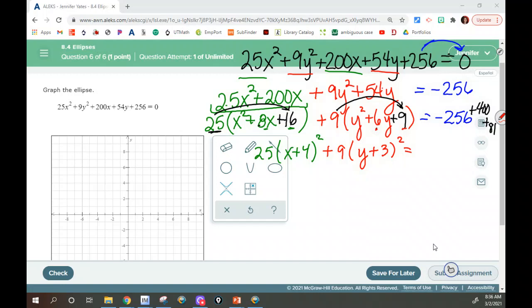Somebody calculate that for me over there. 225. Yes, 225. Oh, I was like, 325 is not a number I want. Good. All right, we're getting warmer. We know this is an ellipse because it says graph the ellipse. What's this supposed to equal? 1. So what do I need to divide by? 225. All right, we're just getting it back to the ones.